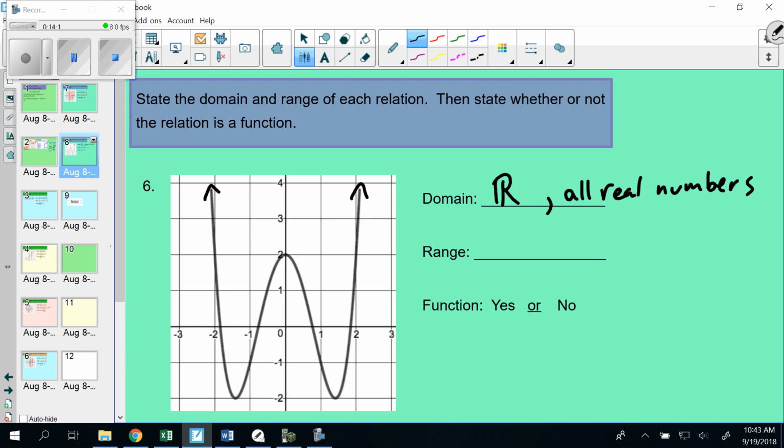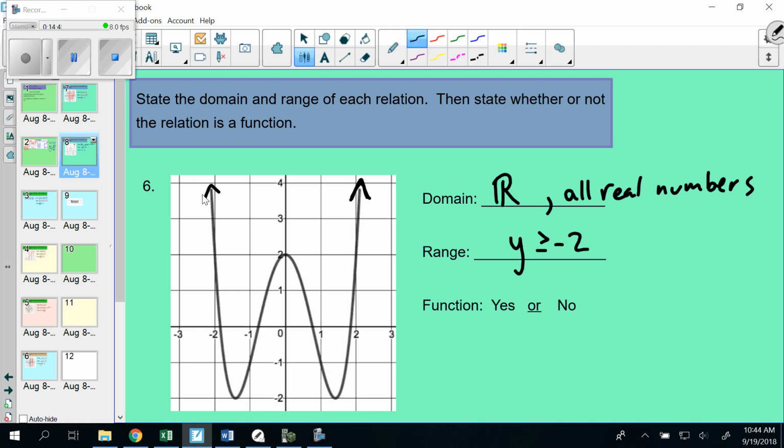Okay, for range. Range is your y values. In this graph, with our graph going up, we're definitely going to hit all these positive y values all the way up, but not in the other direction. There is a lower end to this. The lowest this graph gets is -2. It never goes below -2, and since both arrows are going up, our range would be all the values bigger than or equal to -2.